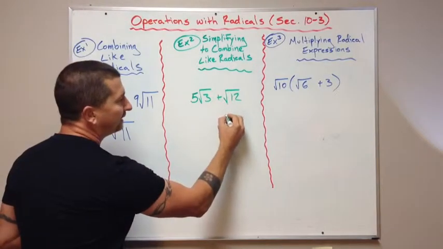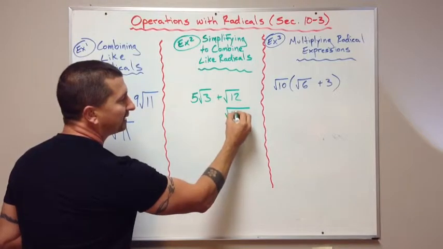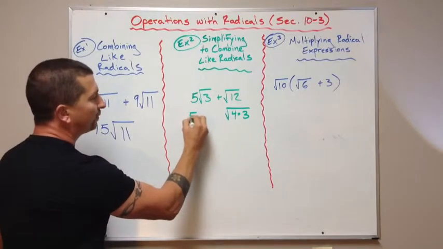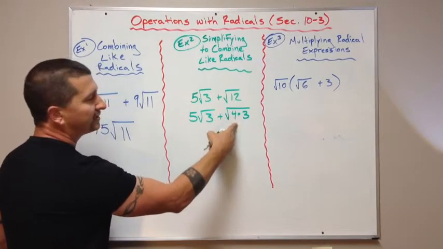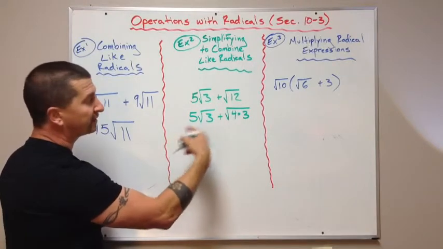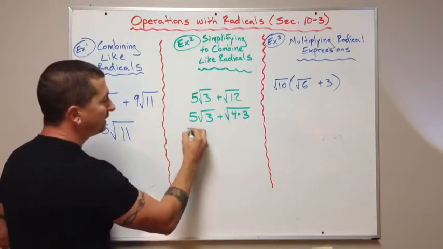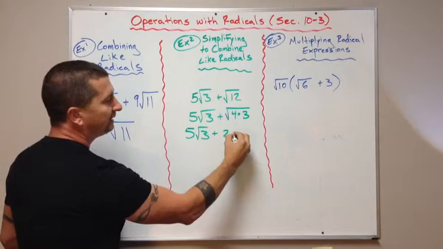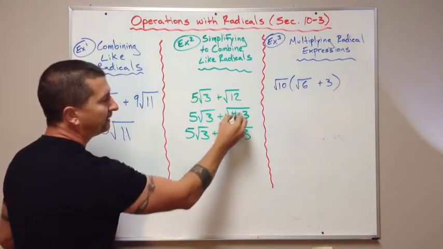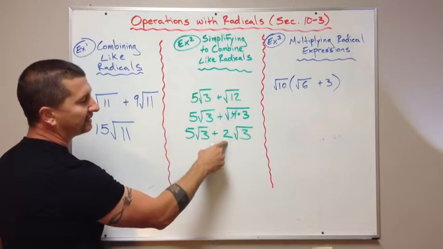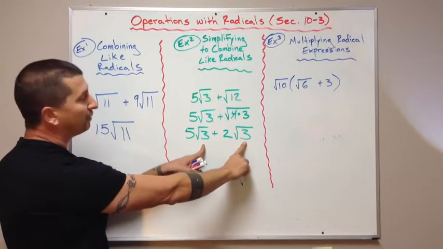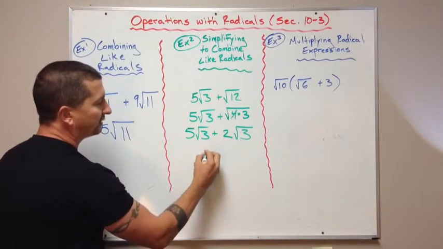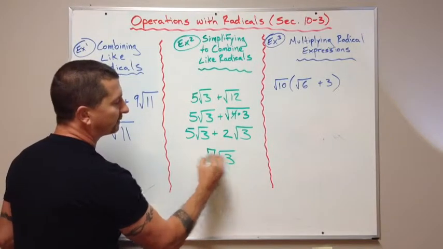And what we have is the square root of 12 can be broken into 4 times 3. So when we add these together, we first have to factor out 4, which is a perfect square. So when we factor it out, it's going to be a 2. So this would actually be 2, the 2 comes out, times the square root of 3. So the square root of 4 comes out as a 2. Now, we have like radicals. So we have 5 square roots of 3 plus 2 square roots of 3 for a total of 7 square roots of 3.